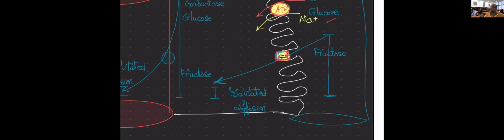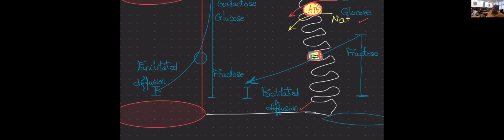Did I consume any energy here for the fructose? No. It passed from the intestinal lumen to the intestinal cell by facilitated diffusion. It's a passive transport. And again, it passed by facilitated diffusion from the intestinal cell into the blood. So no energy has been consumed to allow the absorption of the fructose.